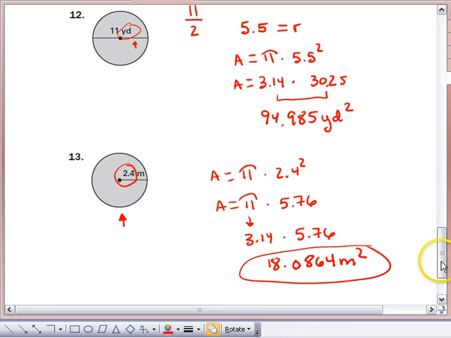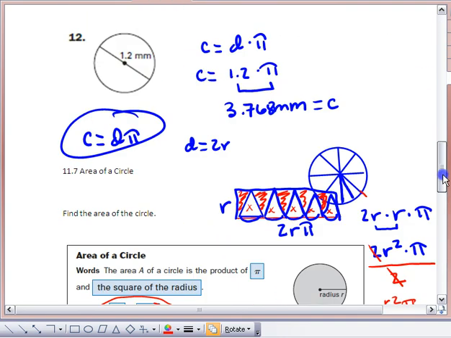And that's the end of video 52 on circumference and area of circles.